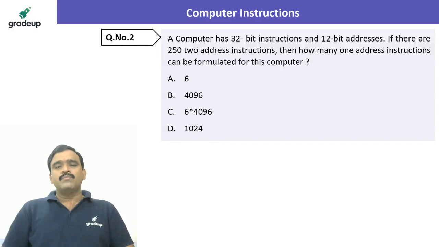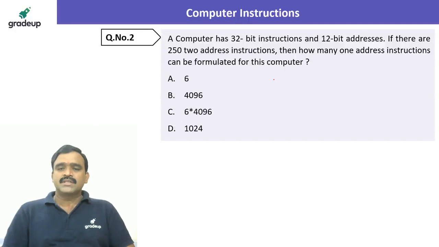Okay. So a computer has 32-bit instructions and 12-bit addresses. If there are 250 two-address instructions, then how many one-address instructions can be formulated for this computer? So what is the instruction size? 32 bits. This is the instruction size. So this computer is having both two-address instructions and also one-address instructions.